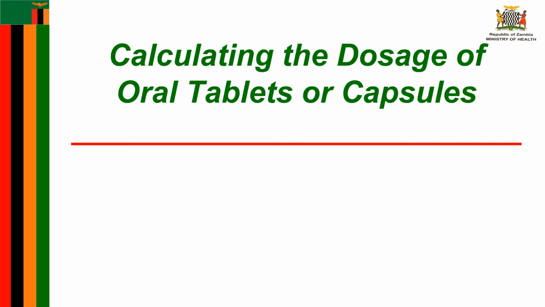I'm going to take you through calculating the dosage of oral tablets or capsules. So there's a formula that is attached to this. The formula is required dose divided by the available stock, or the available presentation of the drug. In calculating the dosage of oral tablets or capsules, there's no need of putting the volume, because the volume is always 1.